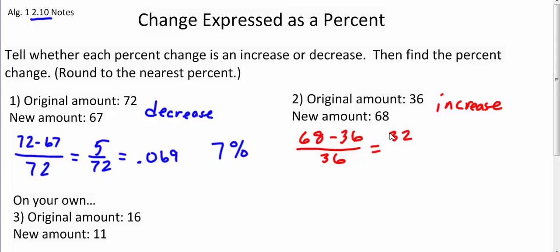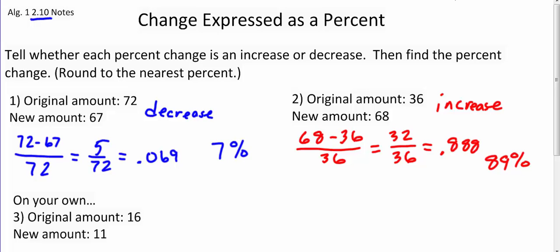And that gives us 32 over 36. 32 represents the increase, 36 is the original amount, and we can punch that in the calculator. You get something like 0.888. Now again, this is rounding to the nearest percent, so we'll do 89%.